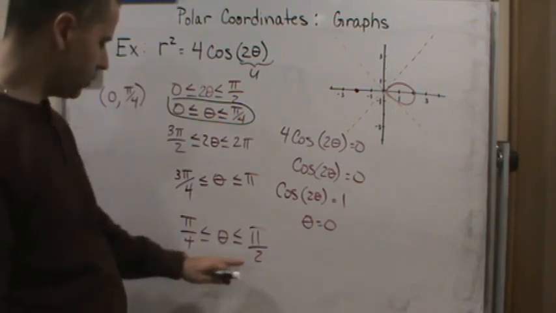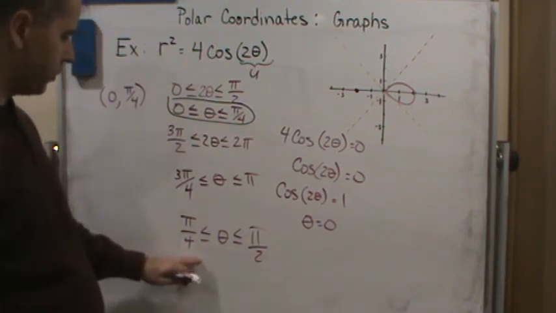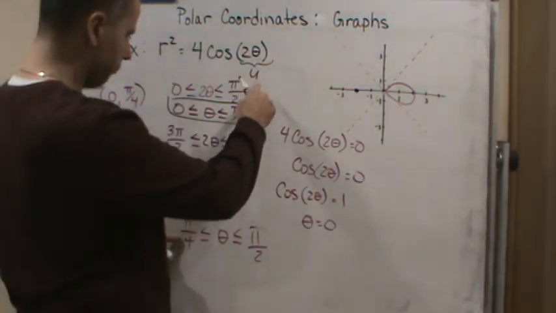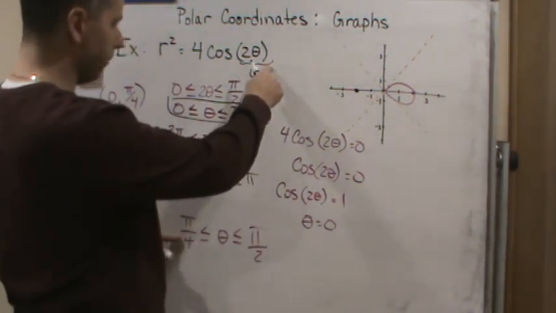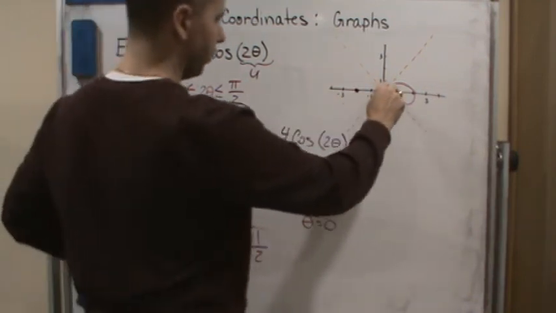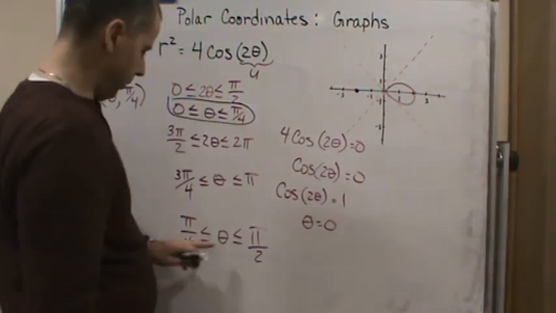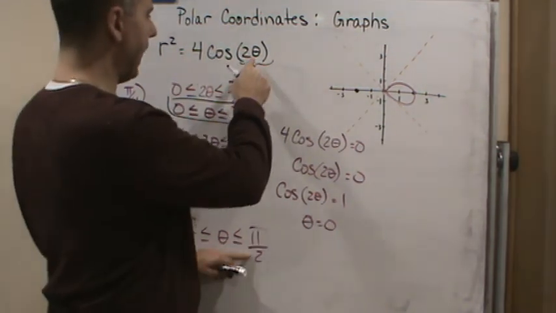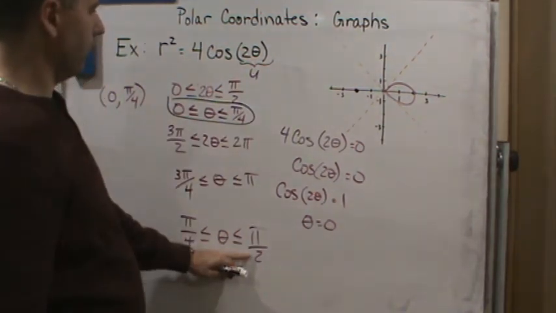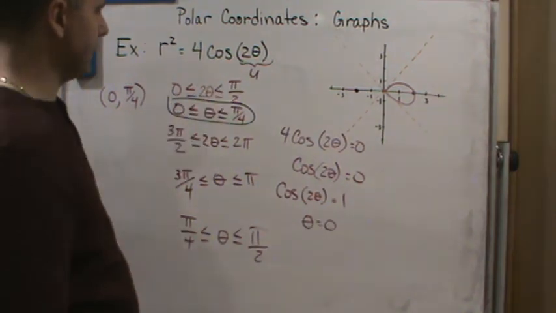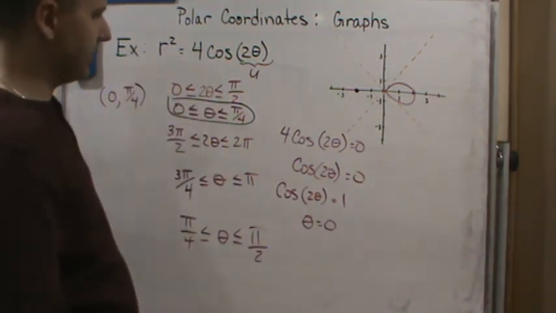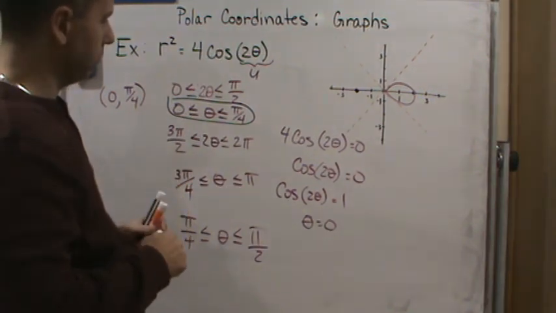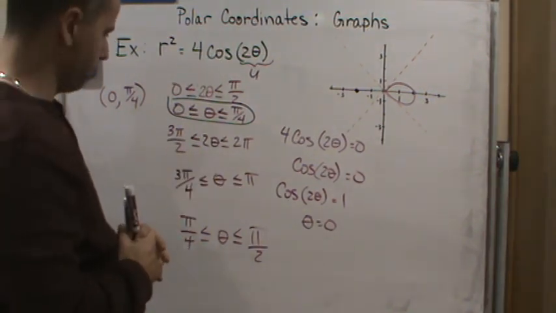So we're still in the first quadrant for theta. Now, what happens here? If I put in pi over 4, I know I'm going to get 0, so I'm going to be here. But what happens if I put in pi over 2? That means I'm going to get pi, and the cosine of pi is -1, and I can't take the square root of a negative number, okay?